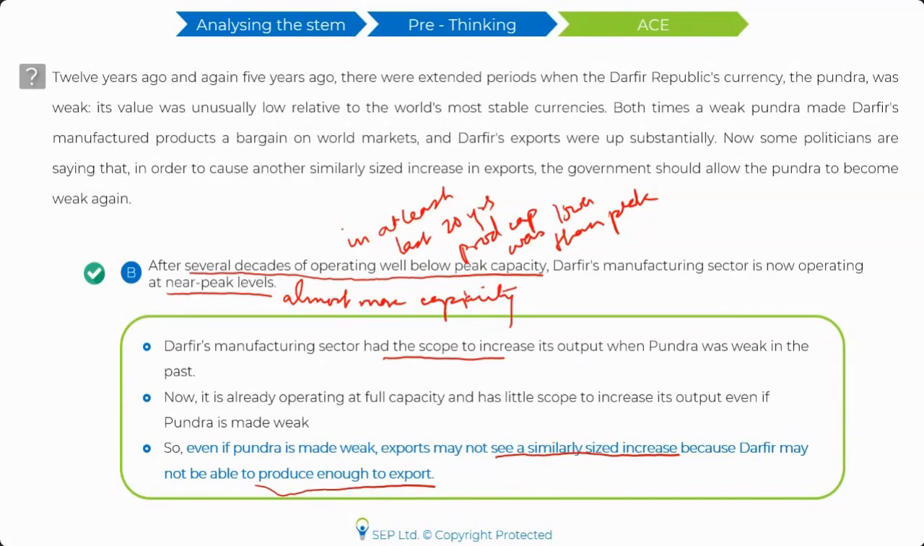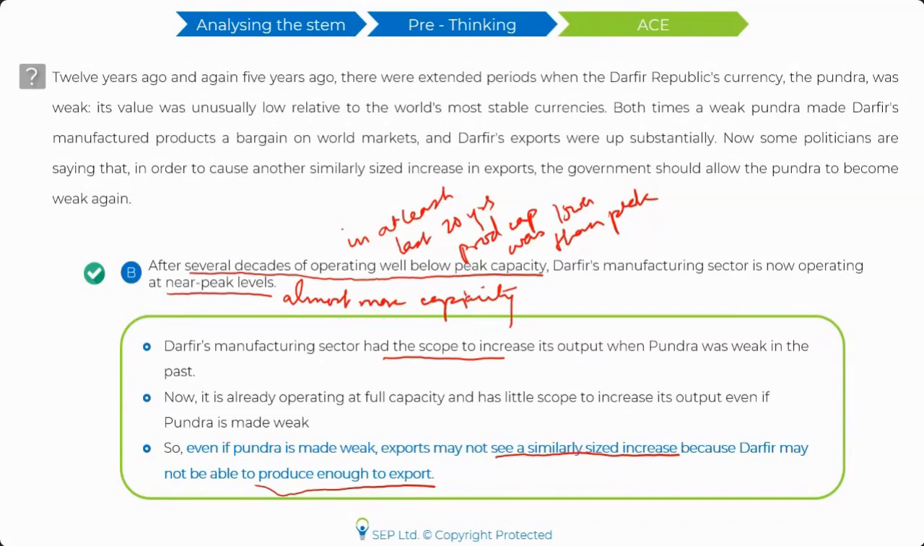Now, let me just reset the poll, okay? Is it clear now? Choice B. I'm just talking about choice B. Everything else I'm going to explain, but first, understand choice B. Is it clear now? We're talking about a scenario where Darfield cannot really produce more to export more. All right. So let me look at some of your questions. I'm going to come to D, Prachi.